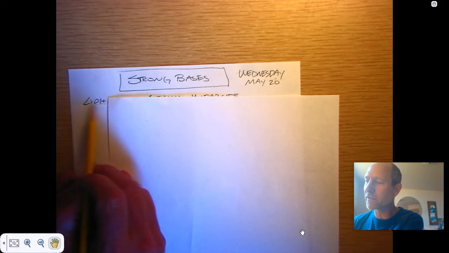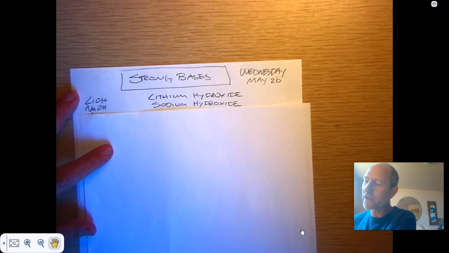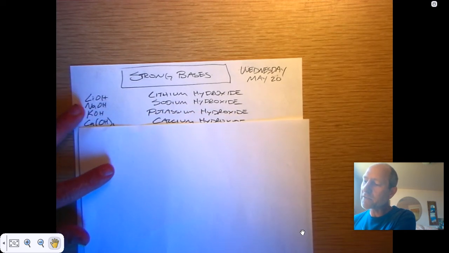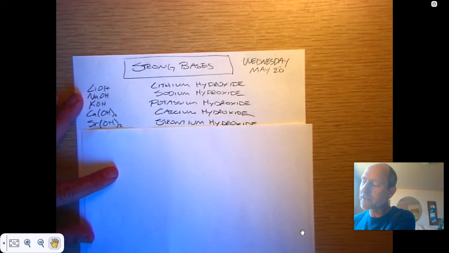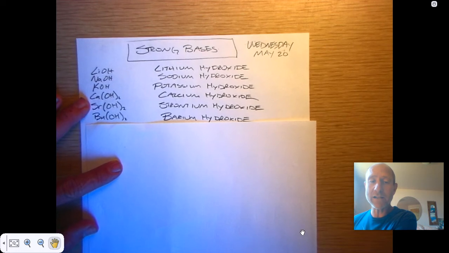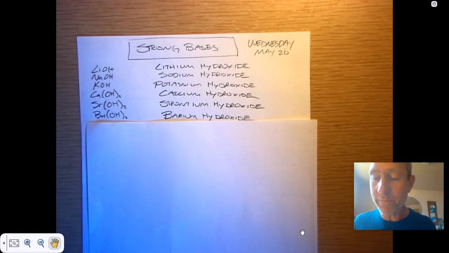So this would be lithium hydroxide right here. And this one would be sodium hydroxide. This one would be potassium hydroxide. This one would be calcium hydroxide, strontium hydroxide, and barium hydroxide. So those are the strong bases. Don't worry about memorizing them because I'm going to tell you if it's a strong acid or a strong base or a weak acid or a weak base when you need to know.